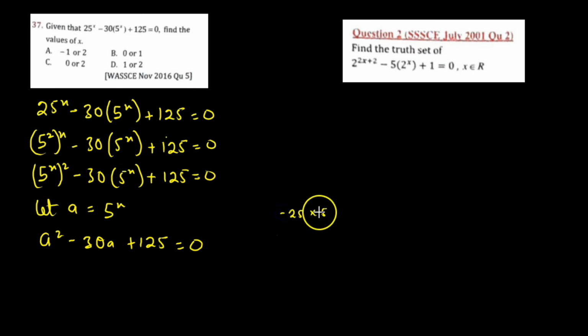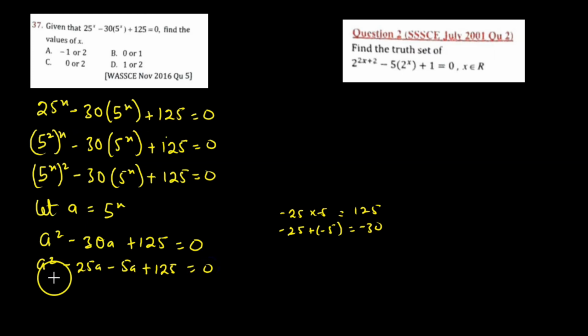Now both of them must be negative so that when we multiply we get positive 125. But when we add negative 25 plus negative 5, that will give us negative 30. This one will give us positive 125. So we are going to replace the negative 30a with our two new factors. That will be given as a squared minus 25a minus 5a plus 125 equal to 0.